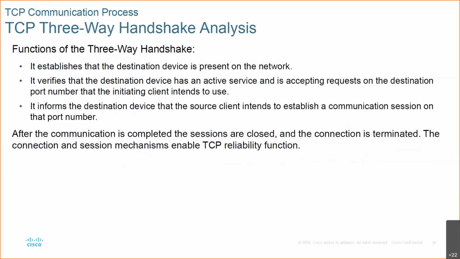So the three-way handshake ensures that the destination device is present on the network. If it's not on the network, then you cannot make the connection in the first place. It also ensures that the destination has an active service and it can accept that request on a specific port number. It also informs the destination that the client is intending to establish a communication on a specific port number. So that's why we need a three-way handshake.